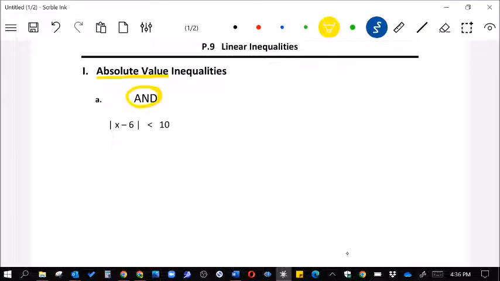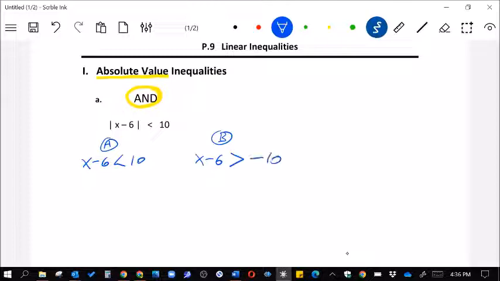On this first one, remember that the rule for doing an absolute value is you're going to do a case A and a case B. Case A is the same thing as it was without the absolute value bars, as long as you cleaned it up in advance. In case B, you take either the left side or the right side and make it opposite, in other words, make it negative. That means you have to reverse the inequality sign. So we're going to do x minus 6 is greater than negative 10.